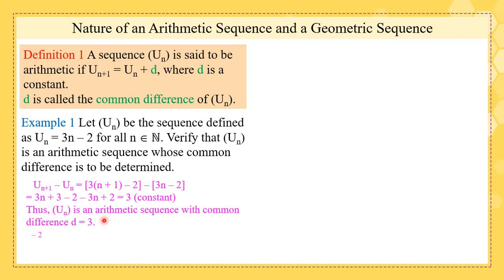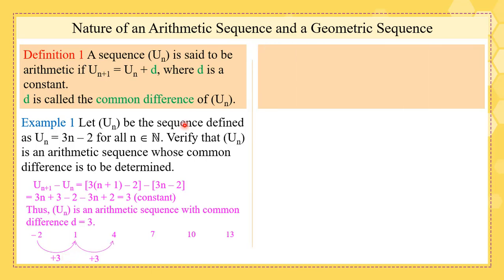Now, let's see some terms of this sequence. For n equals 0, we're going to get minus 2. For n equals 1, we will get 1. For n equals 2, we will get 4. For n equals 3, we will get 7, and then 10, 13, and so on. And you can see from here that we are adding 3, and this is the meaning of an arithmetic sequence. It means we add and or subtract a certain quantity.